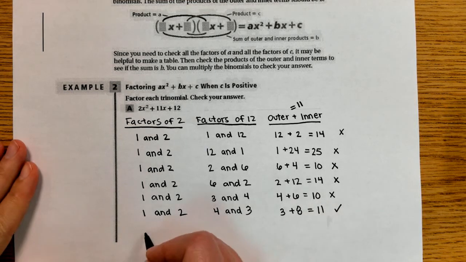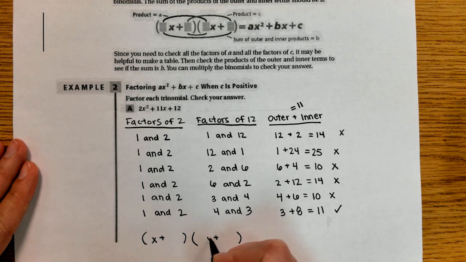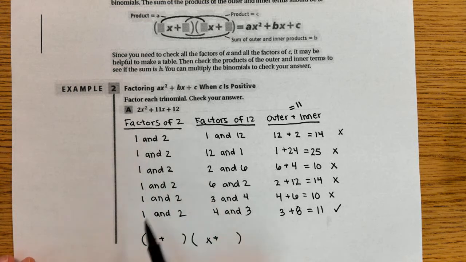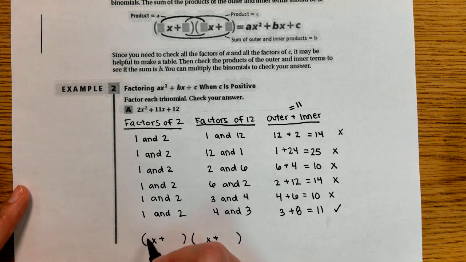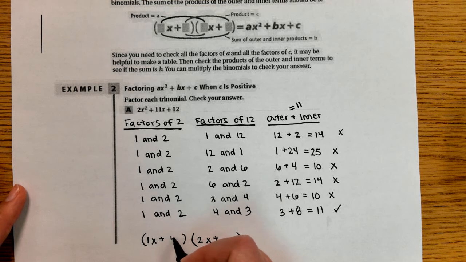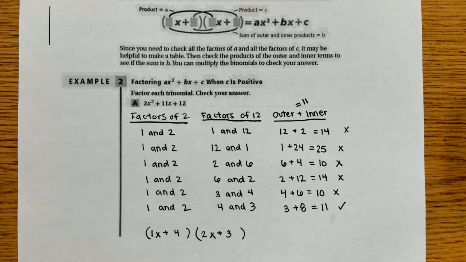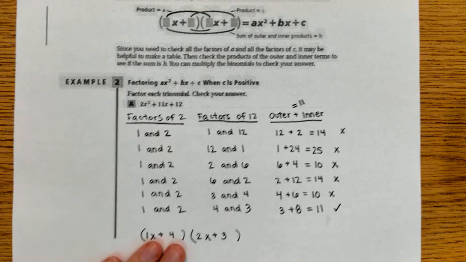So now we have to write out our factored form here. So we're going to have our 2 sets of parentheses, and everything's positive, so we'll have addition. We have our x. So our coefficients, our factors of 2, go with our x term. So this is going to be 1x and 2x, and then the 4 goes with the first set of parentheses, 3 goes with the second. So our factored form is 1x plus 4 times the quantity 2x plus 3. And this 1 here, you don't have to write the coefficient there, because again, when we don't have a coefficient, we assume that it is 1.